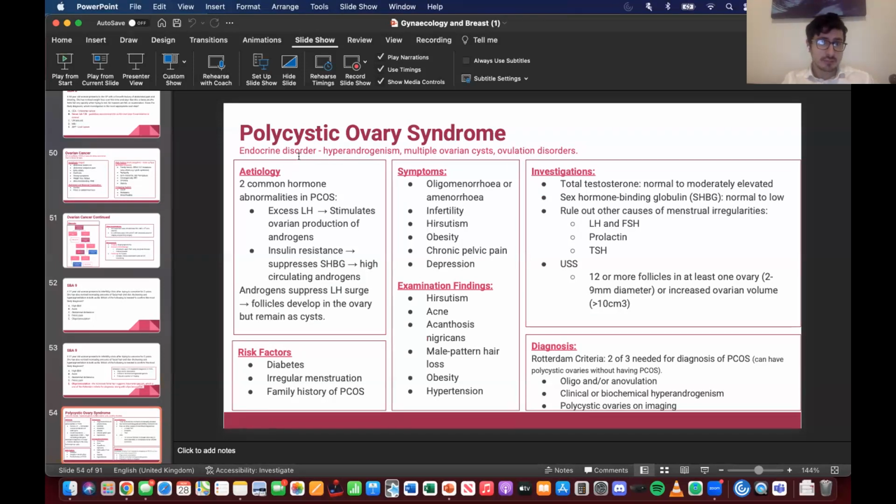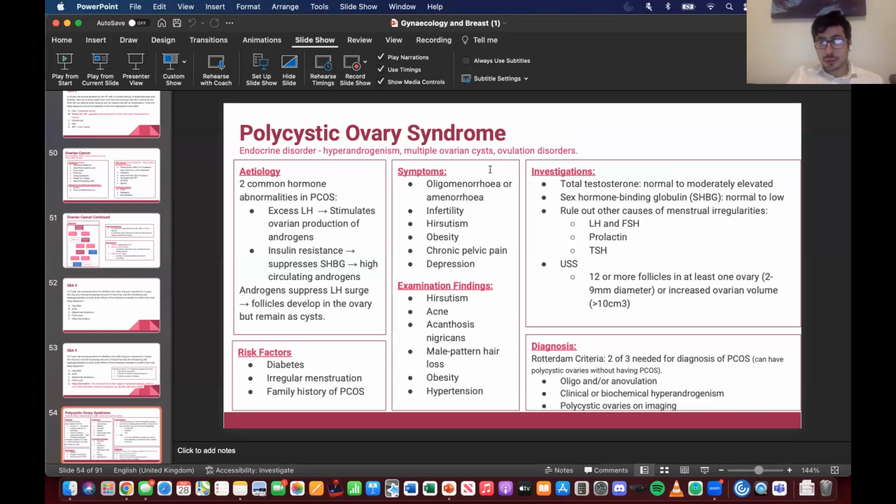The etiology: excess LH can stimulate the ovaries to produce more androgens, and there is also insulin resistance in the body because PCOS can form part of metabolic syndrome. So the insulin resistance suppresses the sex hormone binding globulin and allows more circulating androgens. Androgens suppress the LH surge, and therefore follicles don't develop in the ovary and remain cystic. Risk factors: diabetes, family history, although the risk factors are poorly defined in reality.